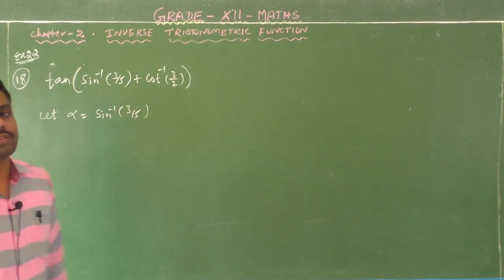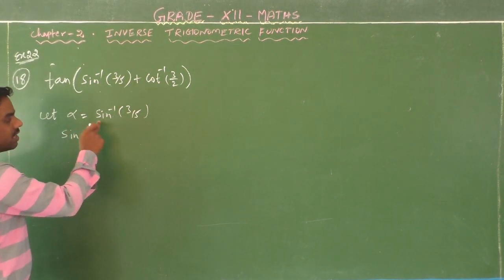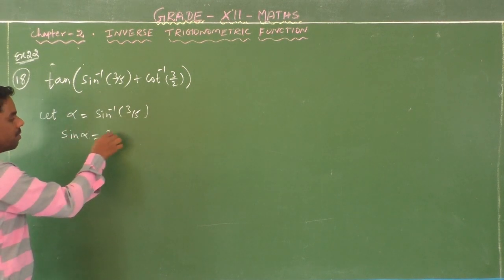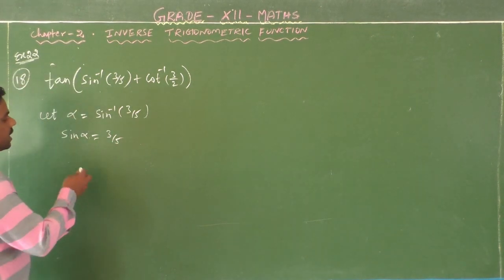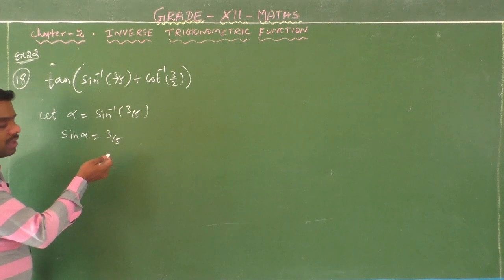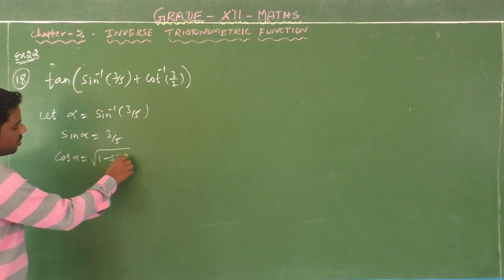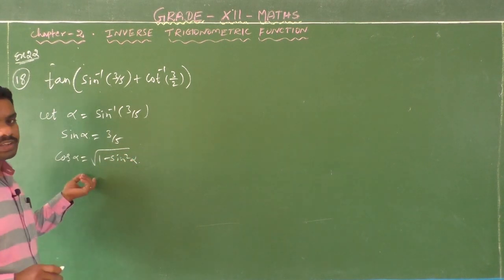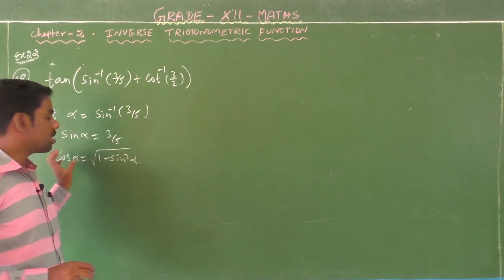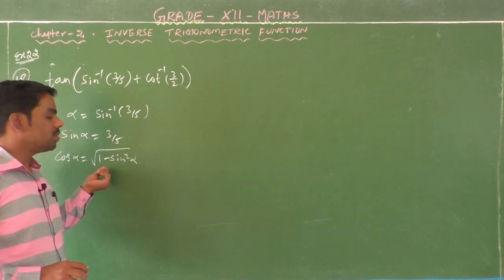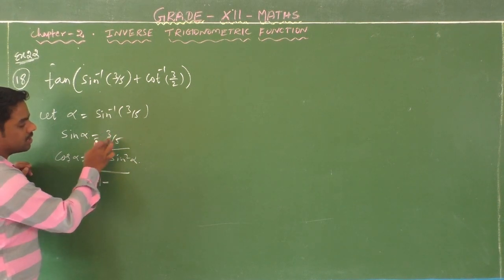Alpha is equal to sin inverse of 3 by 5, then sin alpha is equal to 3 by 5. Listen, sin alpha equals 3 by 5. Then cos alpha is equal to the square root of 1 minus sin square alpha. You know the formula: cos square alpha is equal to 1 minus sin square alpha. Substitute this value: square root of 1 minus (3 by 5) the whole square.